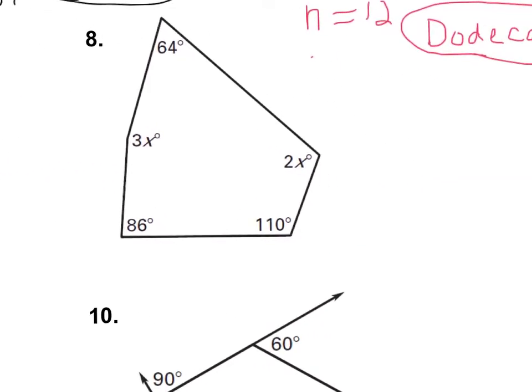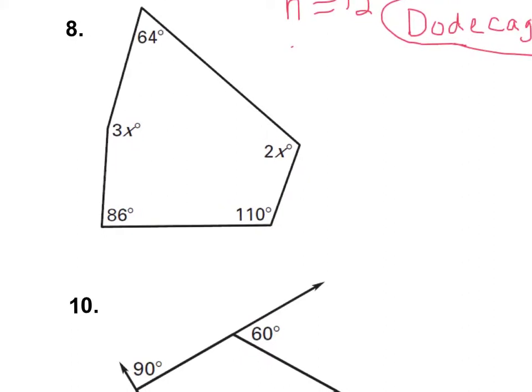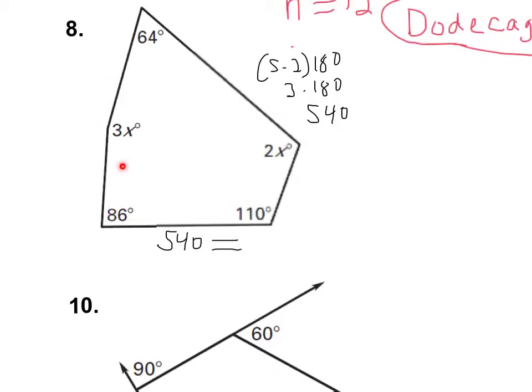Number 8, same kind of deal. So first I'm going to figure out what kind of shape this is. It says 1, 2, 3, 4, 5. So a pentagon. So I'll do 5 minus 2 times 180, or that's really just 3 times 180. Actually, if you go back to number 1, we already figured out a pentagon has 540 degrees. And that should add up to all of these degrees inside.